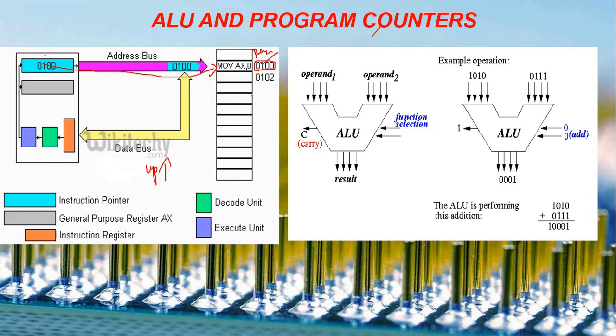What will the decoding unit do? It will convert the instruction into binary data format. Okay, what the machine language will understand, it will convert that into a machine language unit, and after that only it will start to execute what operation we need to do.